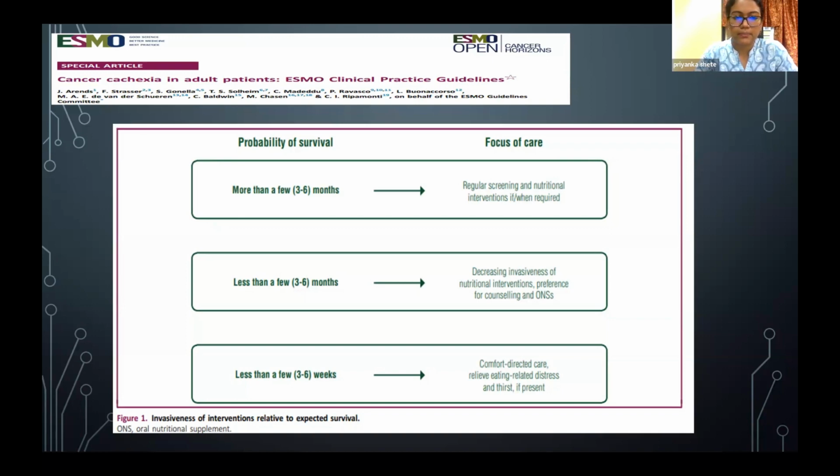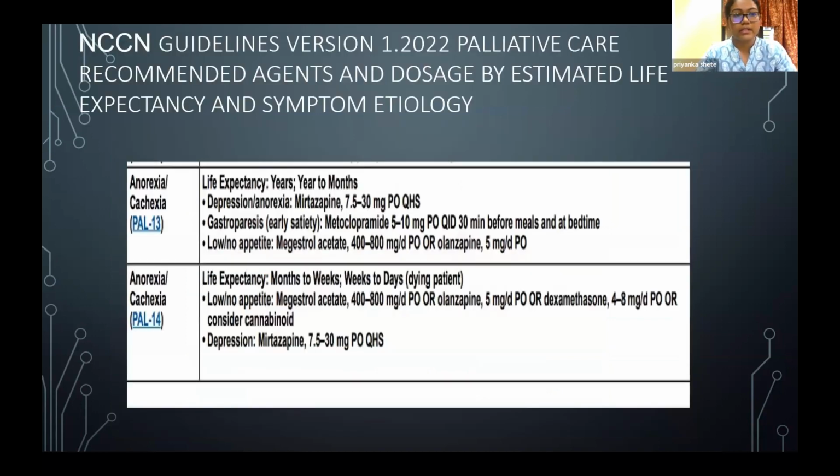Then in less than a few weeks, the focus of care is comfort-directed care and relieving eating-related distress and thirst if present. Then the third one is the NCCN guidelines. In these guidelines, we see the life expectancy. If life expectancy is years to months, for depression and anorexia, mirtazapine 7.5 to 30 mg orally QHS is recommended. In gastroparesis, metoclopramide 5 to 10 mg orally QID, 30 minutes before meals and at bedtime, is recommended. For low or no appetite, megestrol acetate 400 to 800 mg per day orally or olanzapine 5 mg per day orally is recommended.